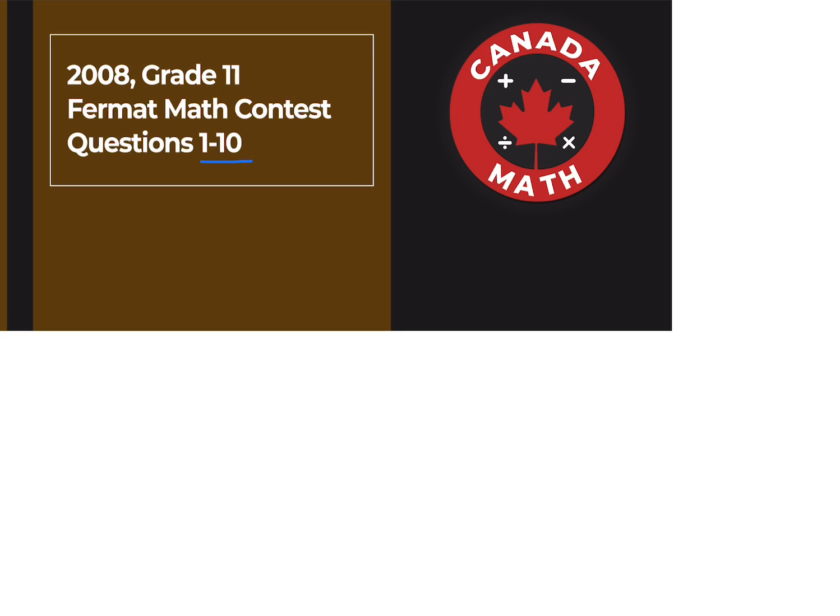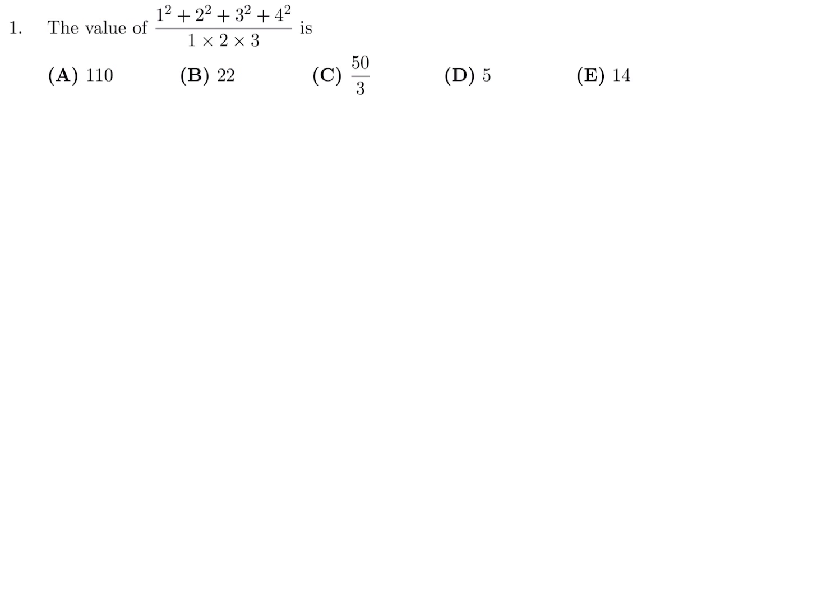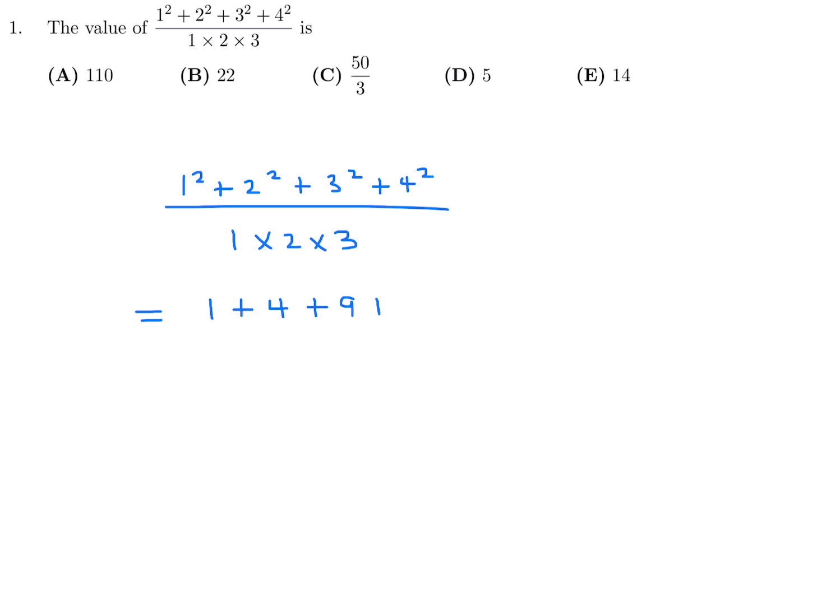Questions 1 through 10 on the 2008 grade 11 Fermat math contest. The value of this expression is 1 squared plus 2 squared plus 3 squared plus 4 squared, all over 1 times 2 times 3. The numerator looks like 1 plus 4 plus 9 plus 16.